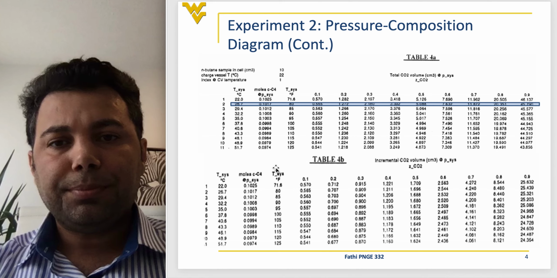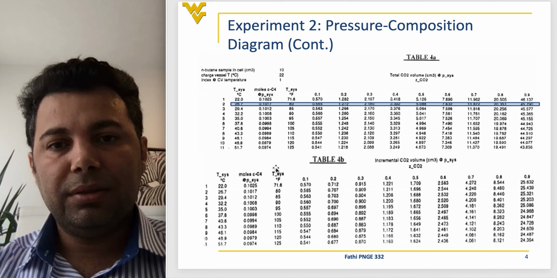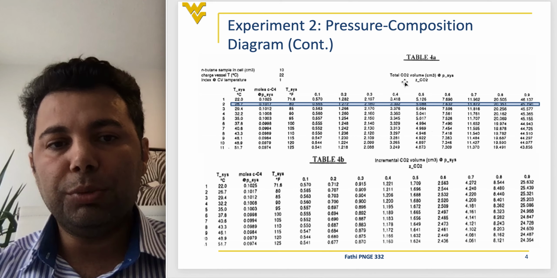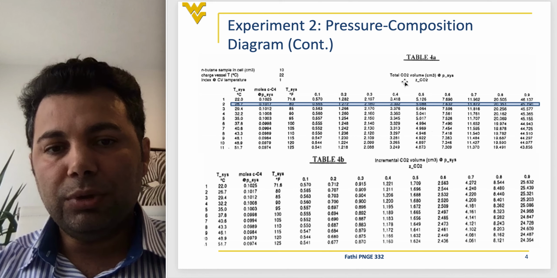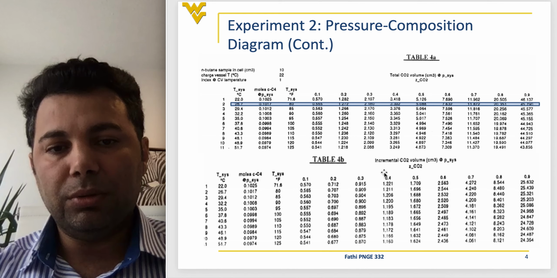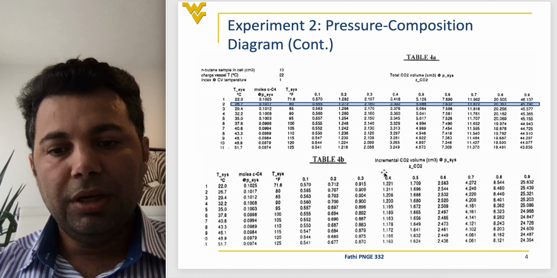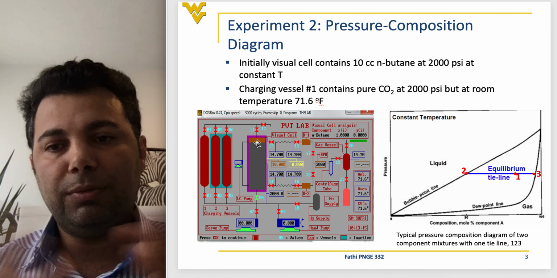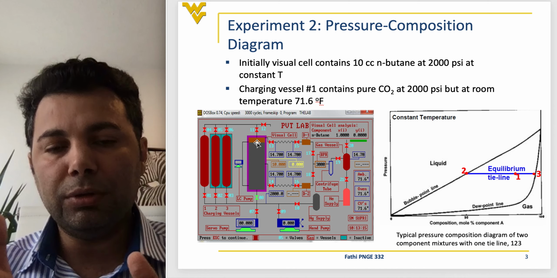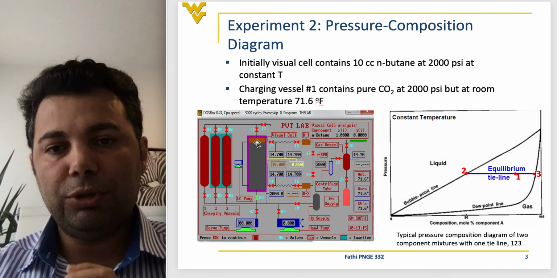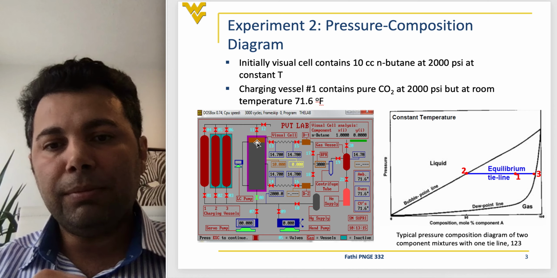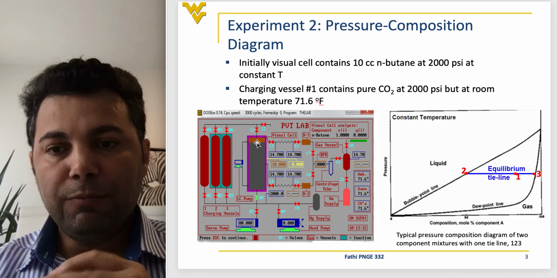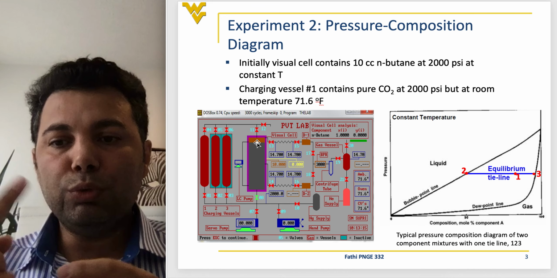So there are two ways of doing this experiment. The way that we are going to do it is called the total CO2 volume, or cumulative volume. There is also another way, called the incremental CO2 volume. So what is the difference between these two? In the total CO2 volume, if you remember, we have N-butane in the cell. I'm not going to play with the N-butane. I have a known volume, a known pound mole of N-butane in that visual cell. So I'm going to add, let's say, A amount of CO2, and I generate a mixture of 10% CO2 and 90% N-butane. When I'm done with this experiment, there are two ways to go forward.